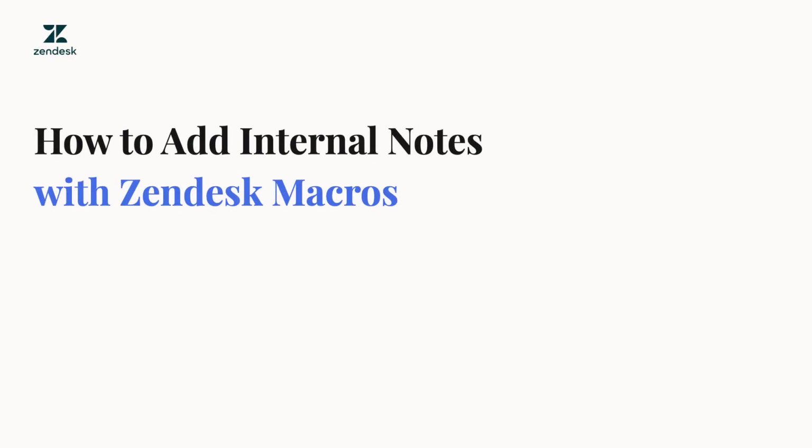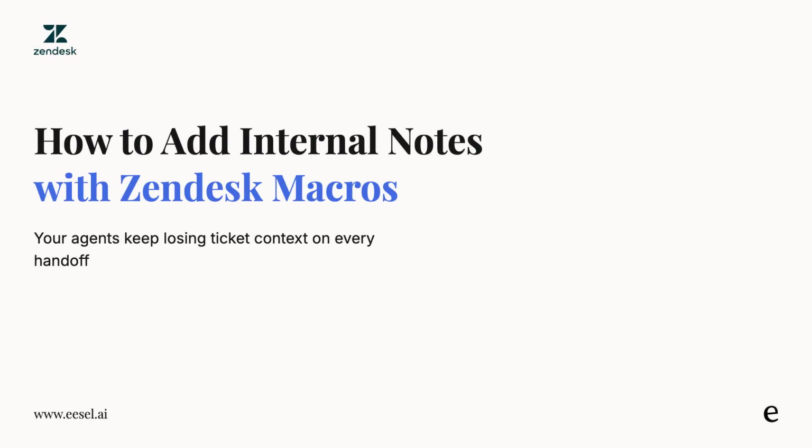Every time your agents hand off a ticket, context vanishes, and the next agent starts from zero. Zendesk macros can add internal notes to keep that context alive, but there's a critical limitation most teams hit too late. Let's break it down so you can work around it.